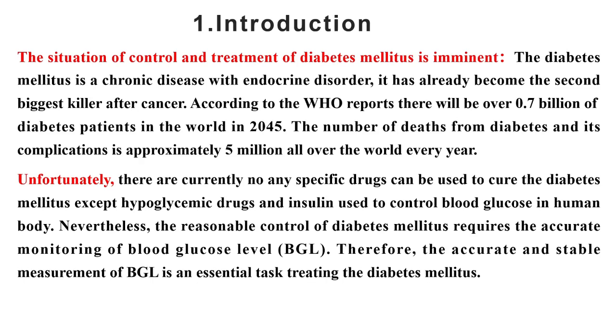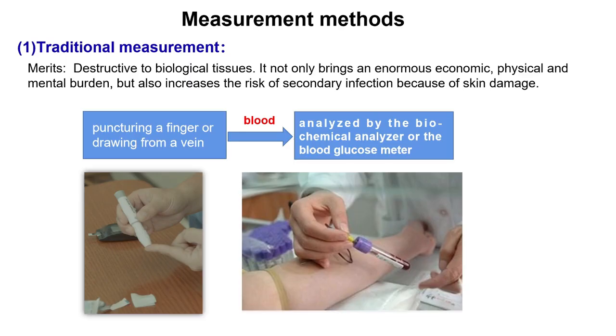But unfortunately, there are currently no specific drugs that can cure diabetes mellitus, except hypoglycemic drugs and insulin used to control blood glucose in the human body. Nevertheless, reasonable control of diabetes mellitus requires accurate monitoring of blood glucose level. Therefore, accurate and stable measurement of BGL is an essential task in treating diabetes mellitus.